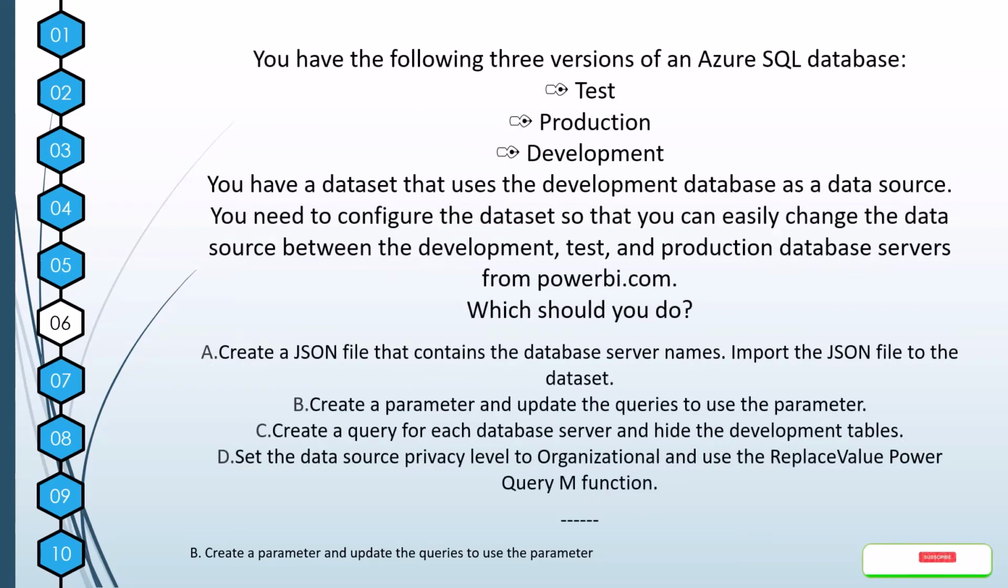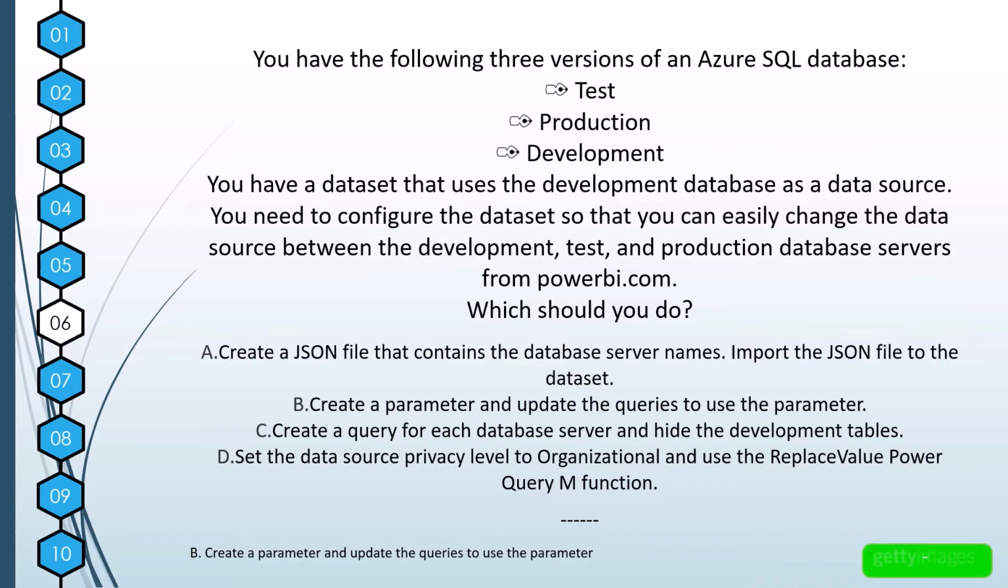You have the following 3 versions of an Azure SQL database: Test, Production, Development. You have a dataset that uses the development database as a data source. You need to configure the dataset so that you can easily change the data source between the development, test, and production database servers from powerbi.com. Which should you do? A. Create a JSON file that contains the database server names. Import the JSON file to the dataset.